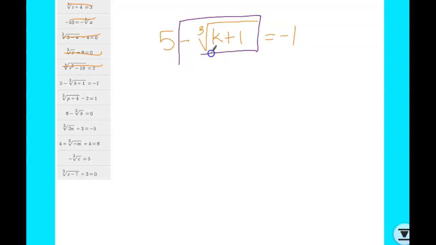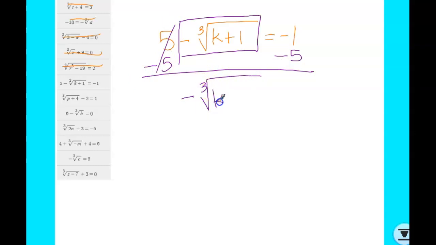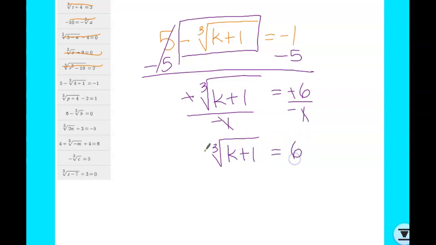All right, next one we have is 5 minus the cube root of k plus 1 equals negative 1. So again, we always are trying to get the radical isolated first. So we're going to subtract 5 from both sides. And we get negative cube root of k plus 1 is equal to negative 6. And I really don't want my radical to be negative, so I'm just going to divide both sides by negative 1. And so we get the cube root of k plus 1 is equal to 6.